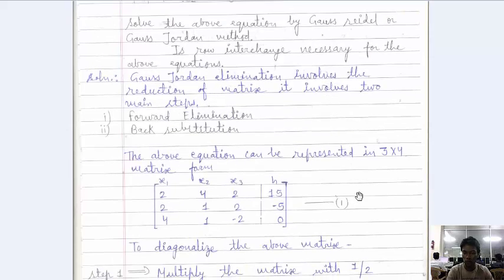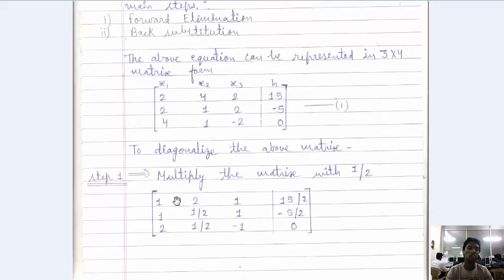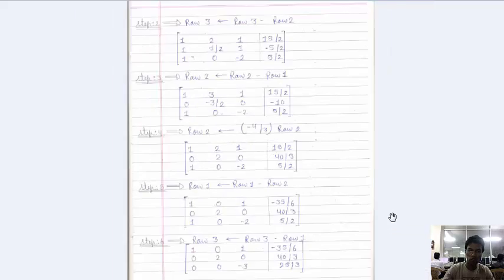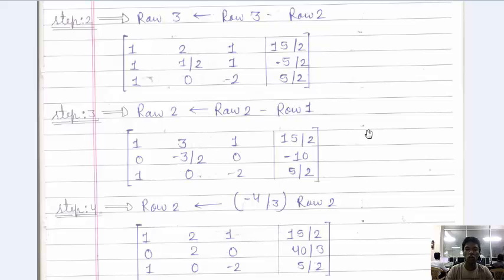The above equations can be represented in a 3 by 4 matrix form. The matrix form is shown here. To diagonalize the above matrix, step 1: multiply the matrix by 1 by 2. Step 2: Row 3 minus row 2. Here we subtract row 2 from row 3.